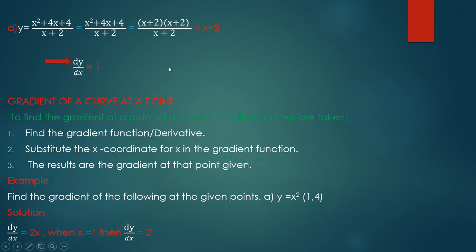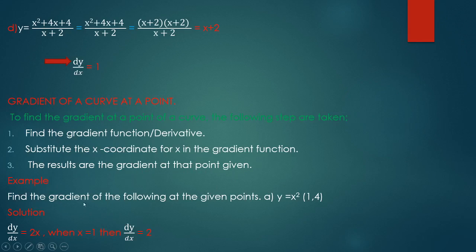Let's talk about gradient of a curve at a point. How to find gradient of a curve at a point. To find gradient at a point of a curve, we take the following steps. First of all, you find the gradient function or the derivative, then substitute the x coordinate for x in the gradient function, and then the result is the gradient at that given point.